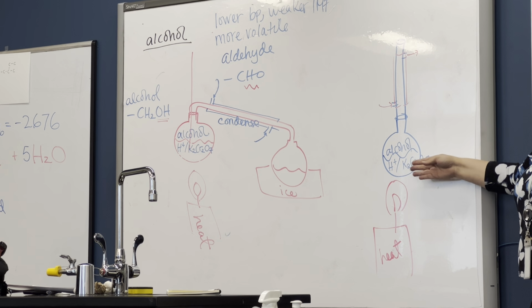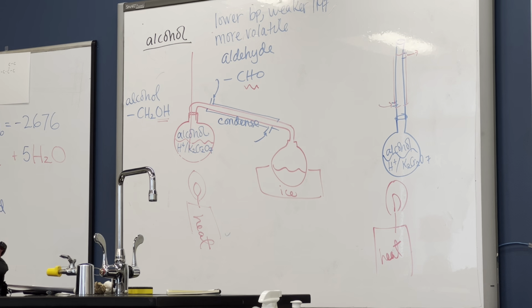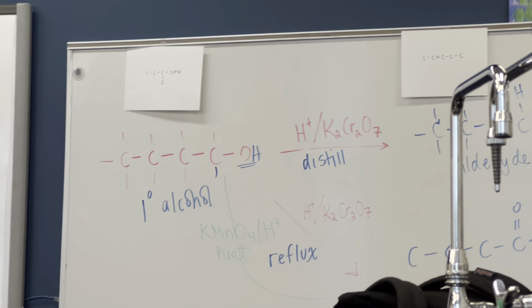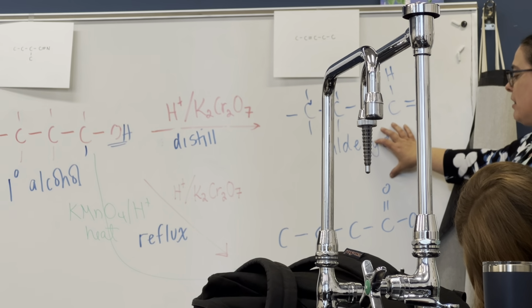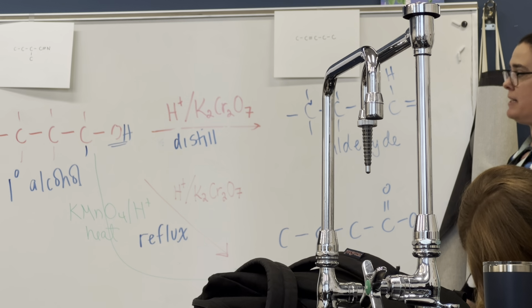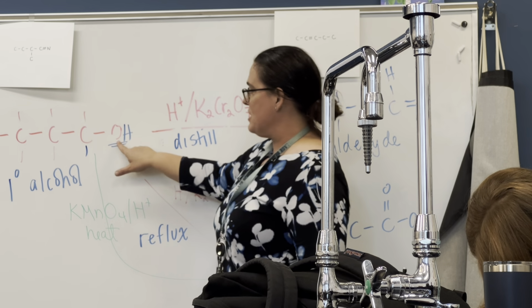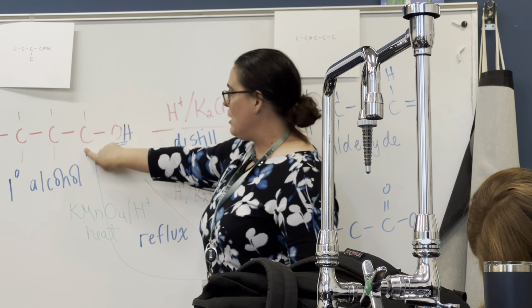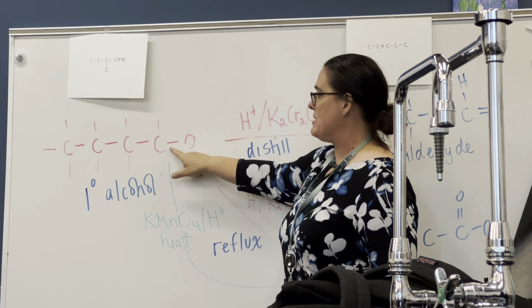So we force the aldehyde to stay in contact with the alcohol, and here we manage to make the carboxylic acid. The reaction will not continue beyond that. So we can take a primary alcohol and we can turn it into an aldehyde or a carboxylic acid. Now remember what we did to turn this into an aldehyde: we had to take away that H, and we had to make a double bond.